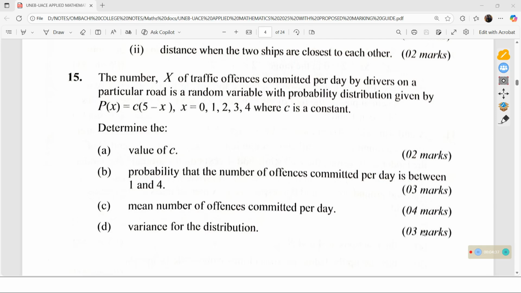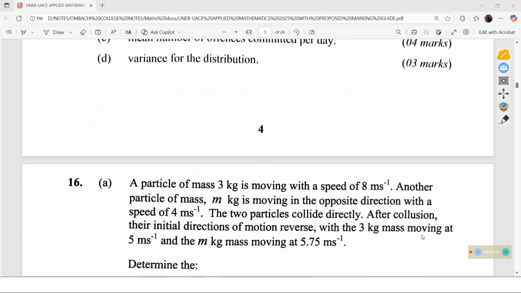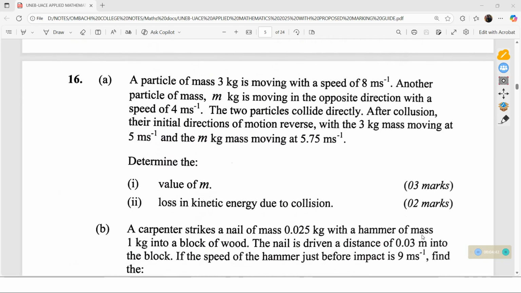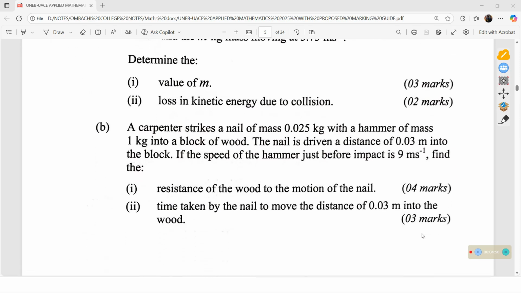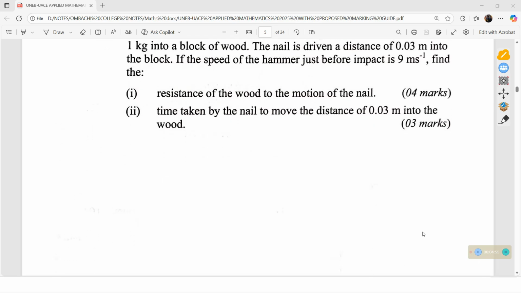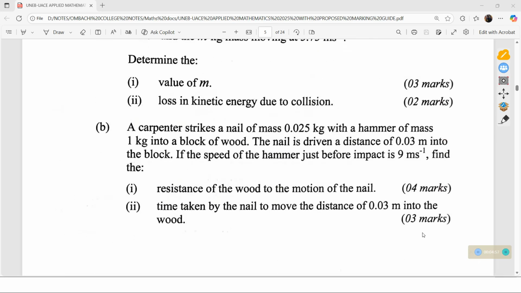So let us go on and look at the last question. That is question number 16. So basically that is all about paper 2. So those are the questions, and I hope the questions were very fair to each one of us. Please put in the comment section and tell us how you found this paper.